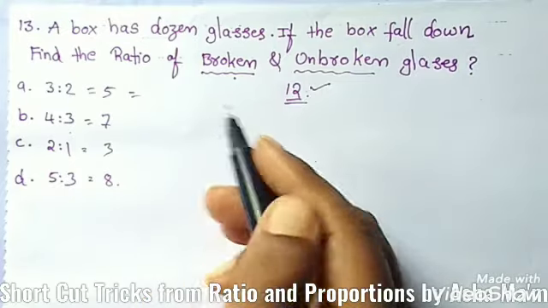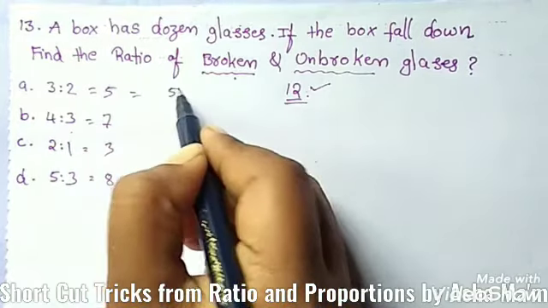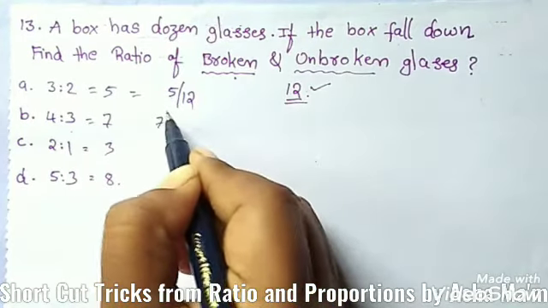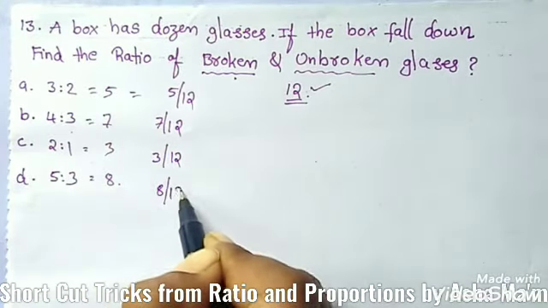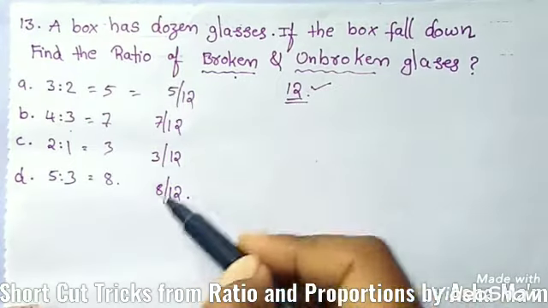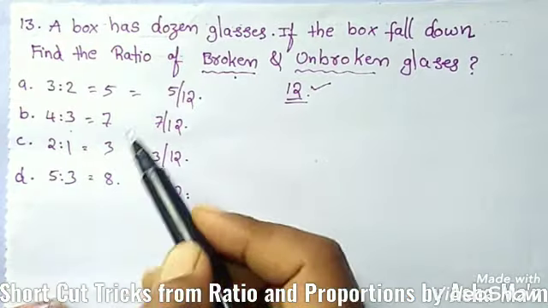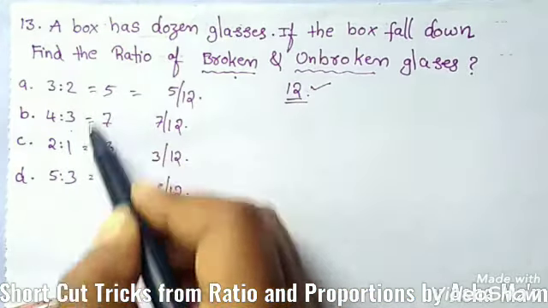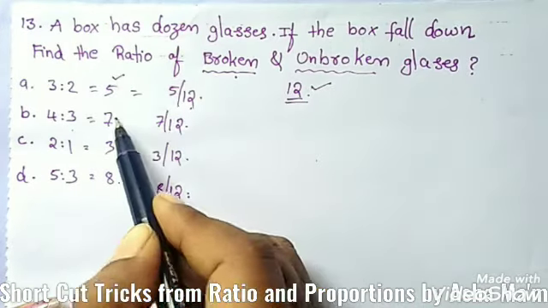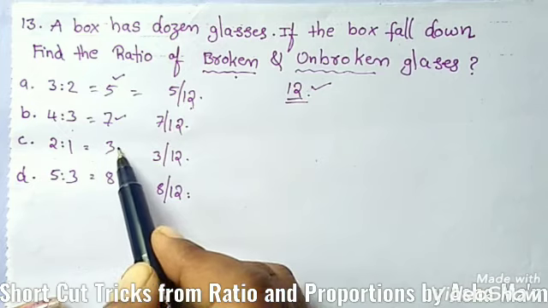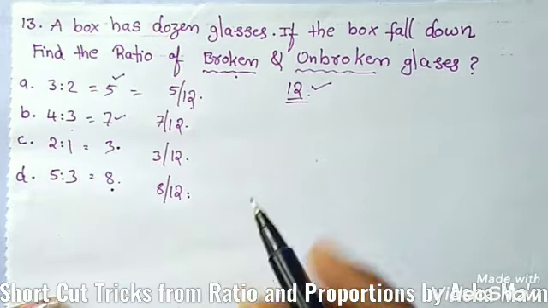Just for suppose, we have to check these numbers. Then 5 by 12 here, 7 by 12, 3 by 12, 8 by 12. Sorry, you have to consider these options first of all. So whether 5 is divisible by 12 or not, whether 7 is divisible by 12 or not, whether 3 is divisible by 12 or not, and whether 8 is divisible by 12 or not, you have to check.